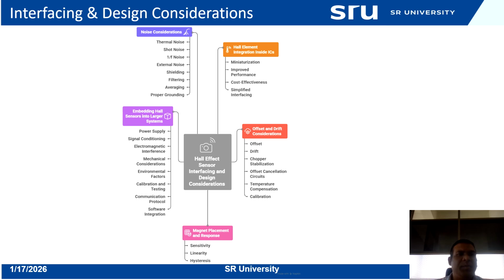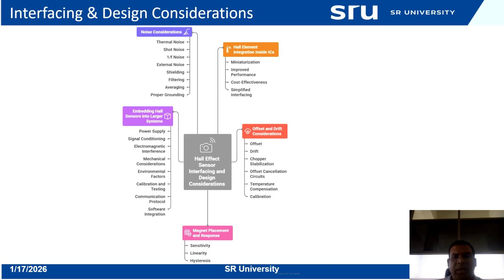Another important design consideration is noise. Noise can significantly impact the accuracy and resolution of Hall effect sensors. The main noise sources include thermal noise, shot noise, then 1/f noise, which is called flicker noise, and external noise. Several techniques can minimize the noise.